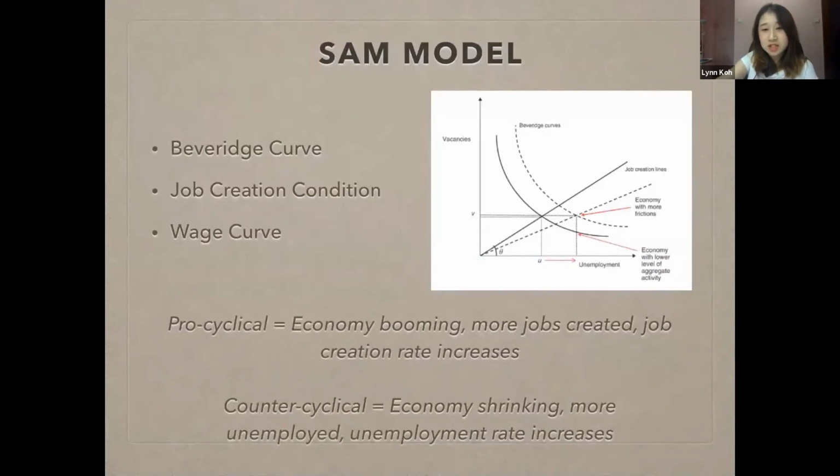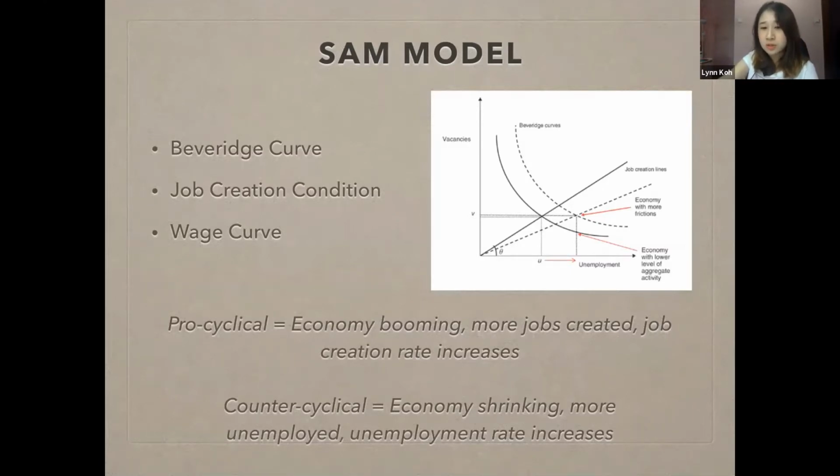So the search and matching model, which we will note as the SAM model throughout this lecture, is made up of three equations, which gives an explanation on the counter-cyclical unemployment rates and pro-cyclical job creation rates. Pro-cyclical meaning when there is a boom in an economy, the job creation rate increases, and counter-cyclical meaning the opposite.